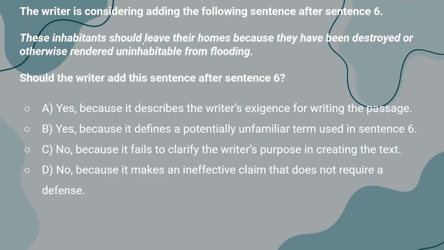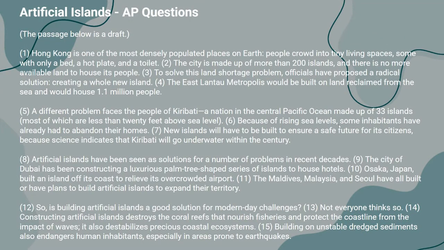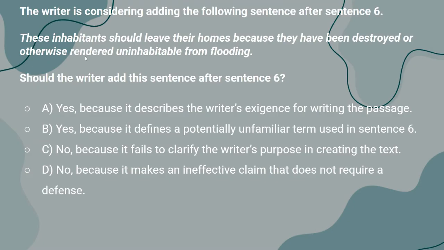So, these inhabitants should leave their homes because they have been destroyed or otherwise rendered uninhabitable from the flooding. Let's read sentence six now. Because of rising sea levels, some inhabitants have already had to abandon their homes. And then this is seven. New islands will have to be built to ensure a safe future for its citizens because science indicates that Kiribati will go underwater within a century. And it's saying in between we should add these inhabitants should leave their homes because they have been destroyed or otherwise rendered uninhabitable from flooding. So should the writer add this sentence?